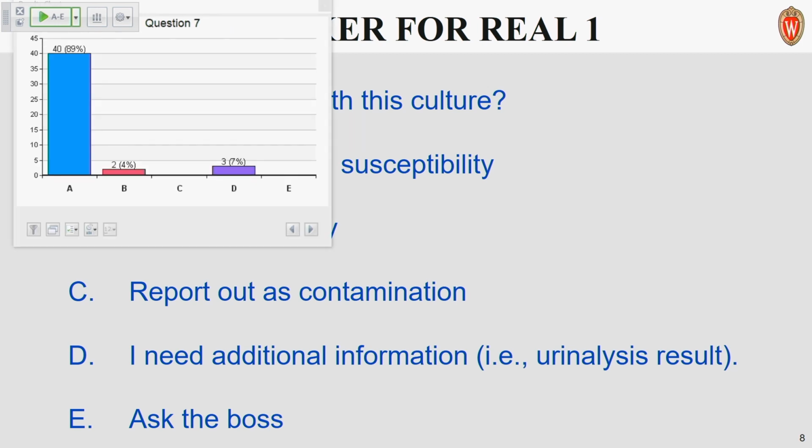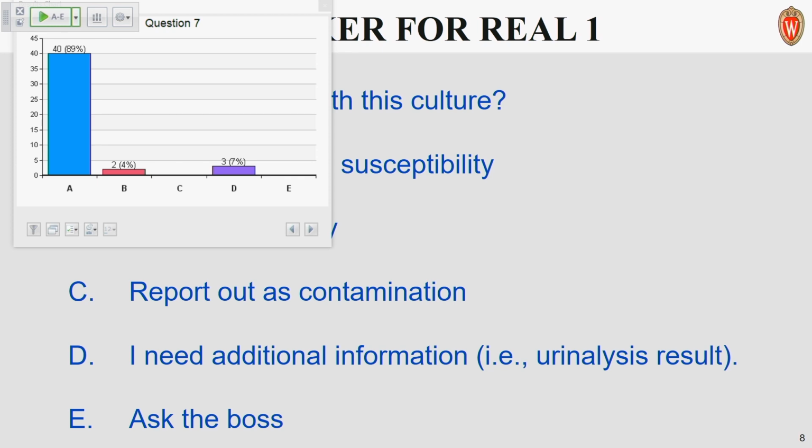It looks like the most prevalent answer there is A, ID and susceptibility. Just curious, we did have some D's on there, I want more information. If you were one of the 3 people, would you be brave enough to tell us what information you would look for? What information did you want to proceed? Anyone? There's 3 of you out there.